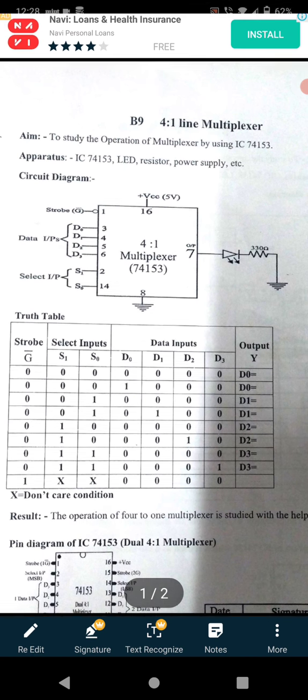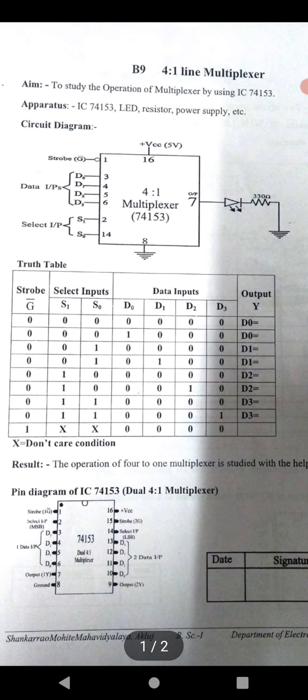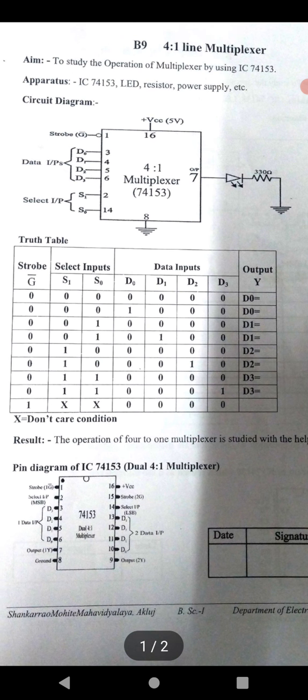Pin number 7 is used as the output. Here there are 4 data input lines, D0, D1, D2, D3, and only one output line, Y. One LED is connected to indicate the output, with a 330 ohm resistor connected to ground. Among the different data input lines, only one data input line is selected to the output at a time, and this selection depends upon the select input lines S0 and S1.